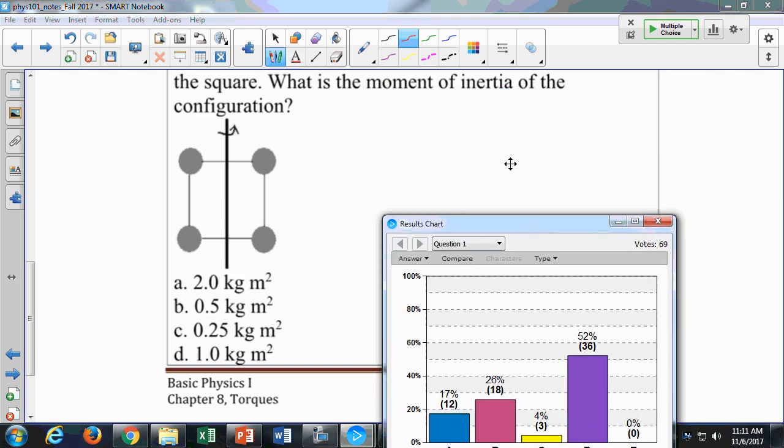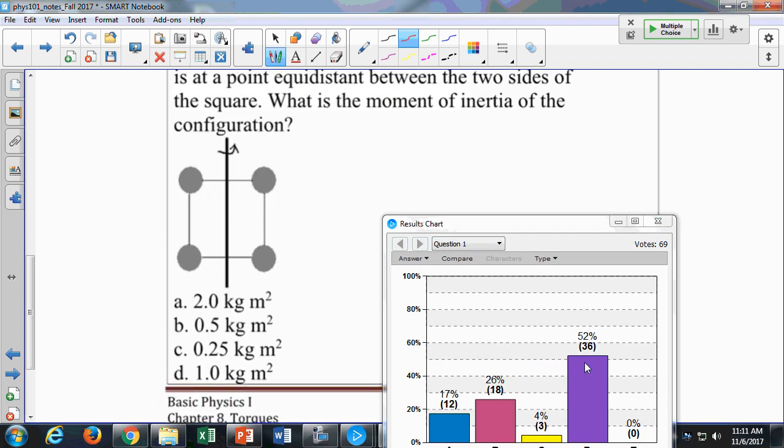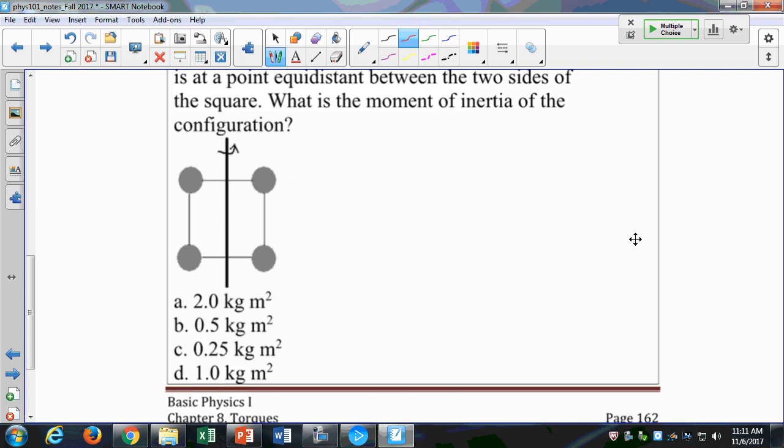Okay, yeah, I think D is right. So first of all, is this a rigid shape or is this a collection of particles? It's a collection of particles. So to find this, I would say I is equal to the sum of mr squared. And I know that this distance is 1 meter, but I'm rotating about this axis. So this distance is a half a meter. It bisects that. And so I know that each of these is 1 kilogram.